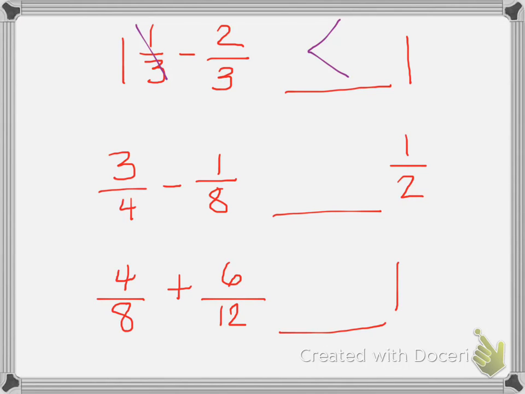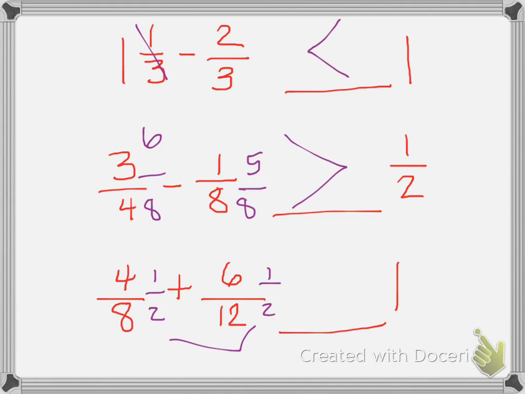I have 3/4 minus 1/8, and then 1/2. So if I have 3/4, I can change this to 6/8. 6/8 minus 1/8 is 5/8. 5/8 is greater than 1/2. 4/8 is 1/2. 6/12 is 1/2. 1/2 plus 1/2 is 1. So those two are equal.